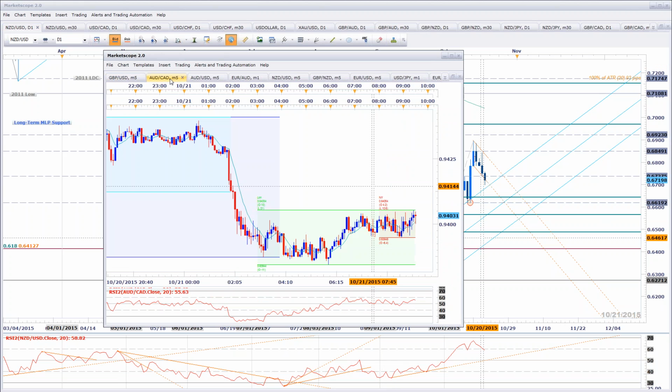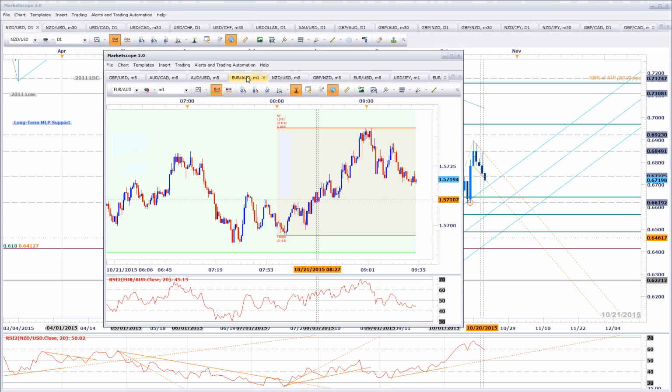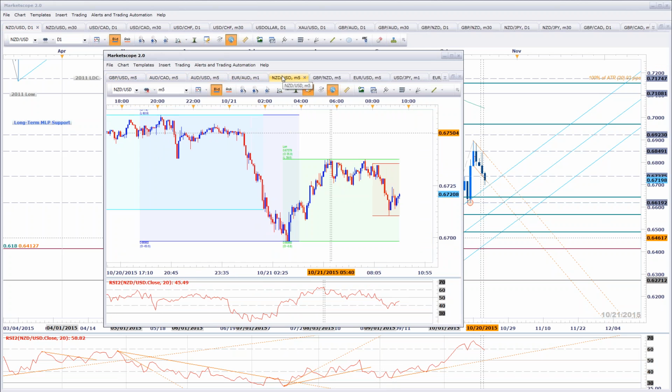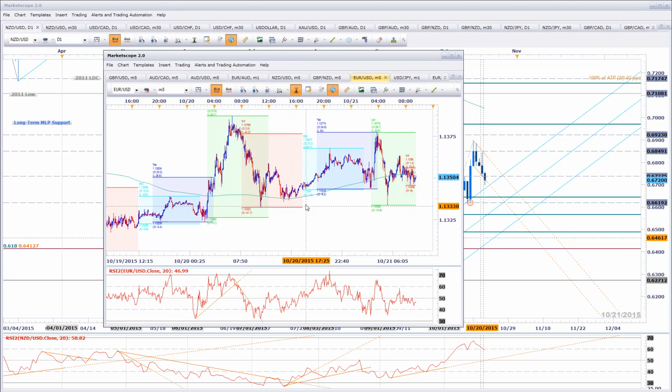Not the best example. Let me see if I can find one of these for you that'll make this a little bit clearer for you. There was a beautiful one yesterday on that scalp that we took.